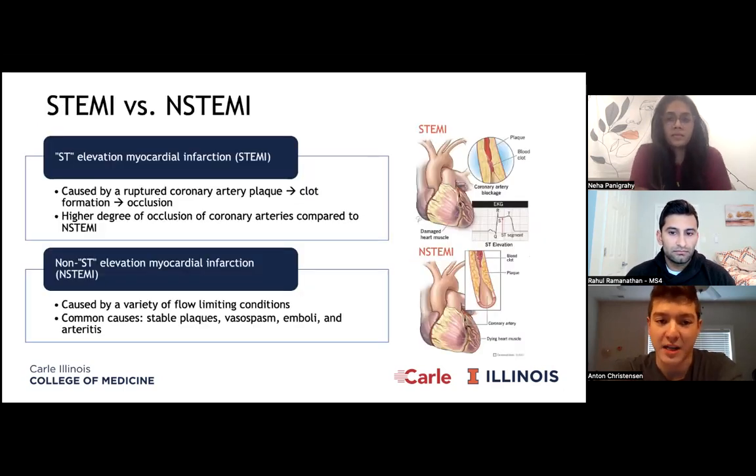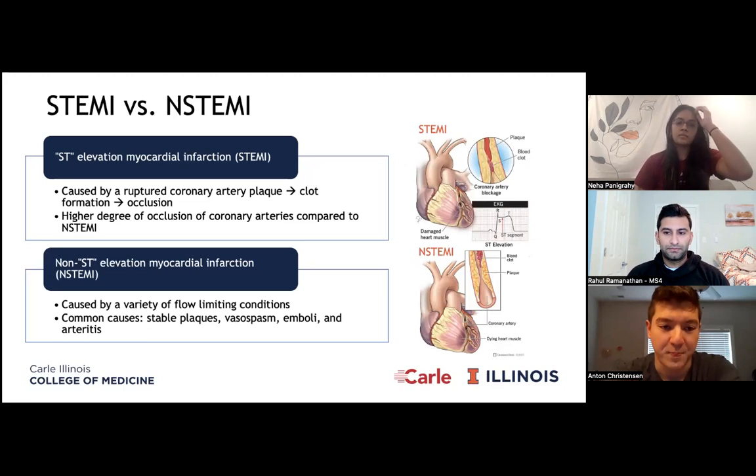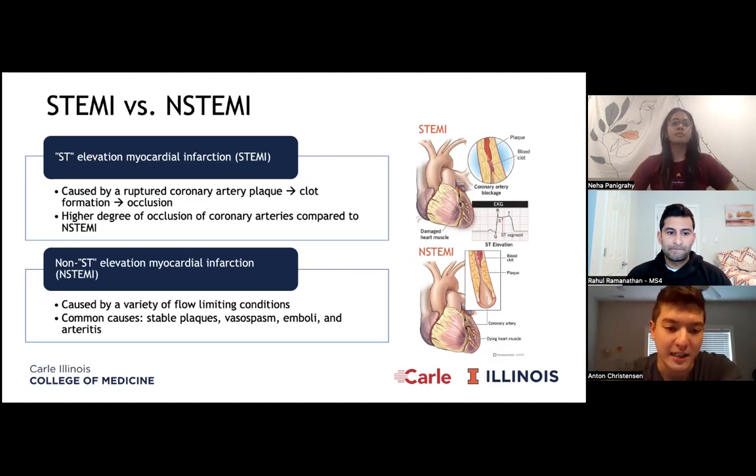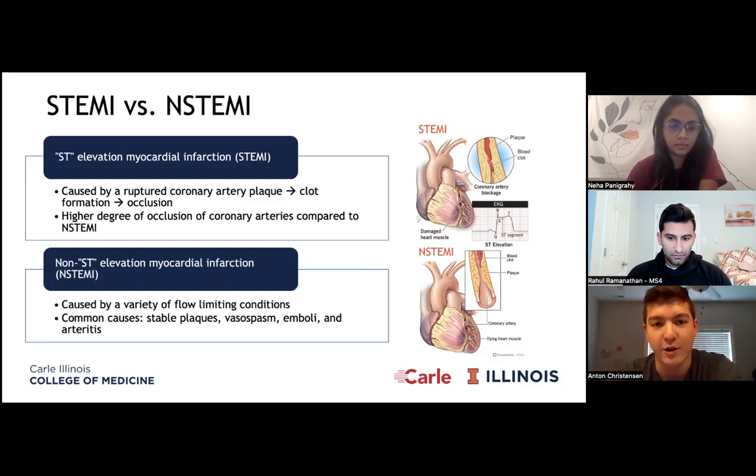STEMI versus NSTEMI. STEMI, or ST elevation myocardial infarction, is typically caused by a ruptured coronary artery plaque, which results in a clot and then an occlusion, normally a full occlusion of a coronary artery. STEMIs are characterized by a higher degree of occlusion of coronary arteries compared to NSTEMIs. NSTEMI, or non-ST elevation myocardial infarctions, can be caused by a variety of flow-limiting conditions. Some of the common causes are stable plaques, vasospasms, emboli, and arteritis.